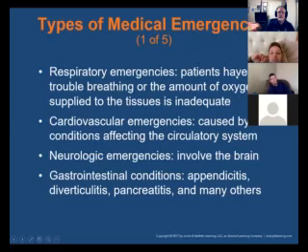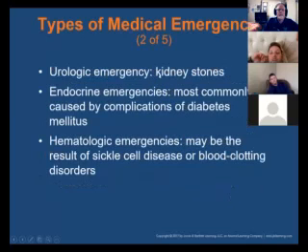Respiratory emergencies. Patients have trouble breathing or the amount of oxygen supplied to tissues is inadequate. That sounds familiar. I just spent half a day on it, right? Cardiovascular emergencies, you're going to get half a day or more on it also, caused by conditions affecting the circulatory system. Neurologic involves the brain and nervous system. I don't know why they didn't leave that in there. Gastrointestinal, anything from appendicitis, diverticulitis, pancreatitis, and so much more. Irritable bowel disease, I don't know, throw it all in there.